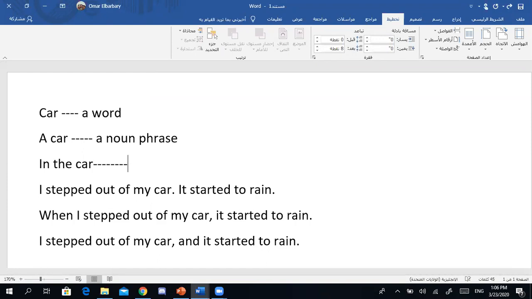How about in the car? A prepositional phrase. Prepositional phrase. Very good, Aziz. Now, let's move on to someone else.